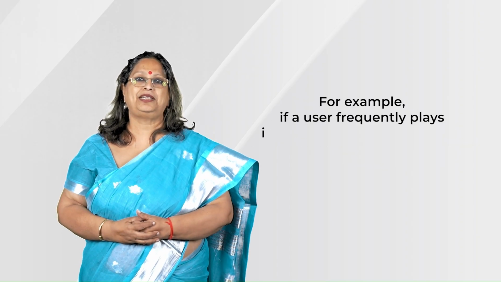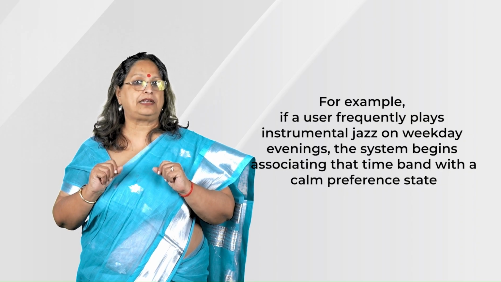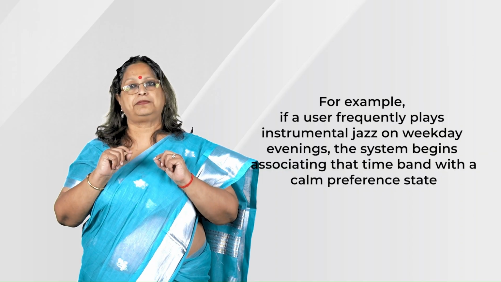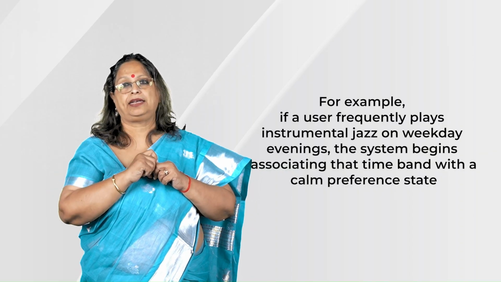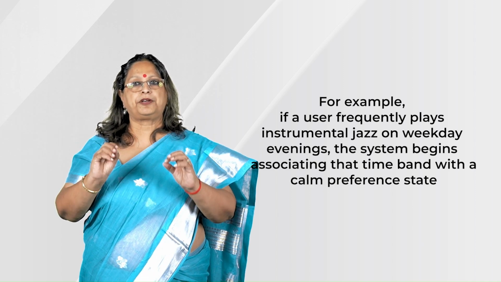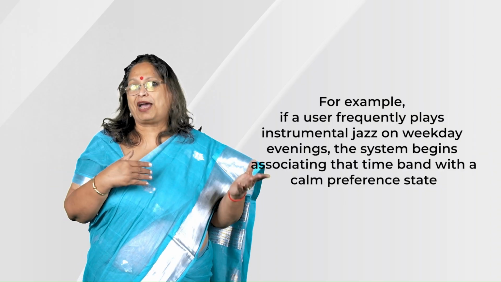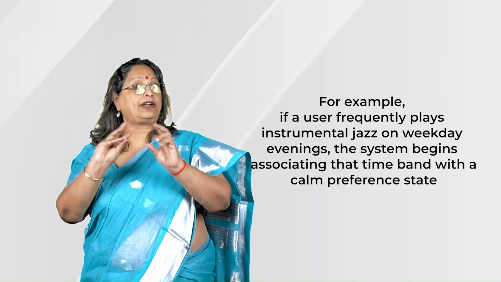For example, if a user frequently plays instrumental jazz on weekday evenings, the system begins associating that time band with a calm preference state. Probably the user is driving back home, right? So a calm preference state is what NLP says.